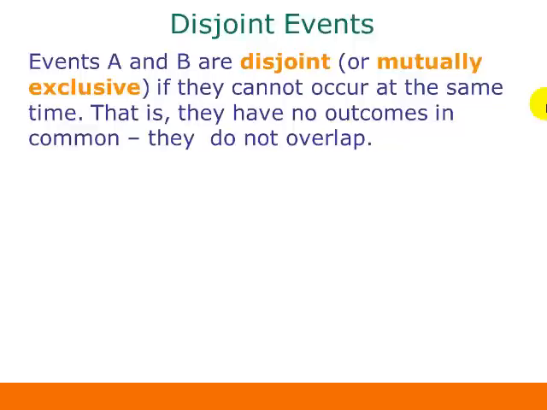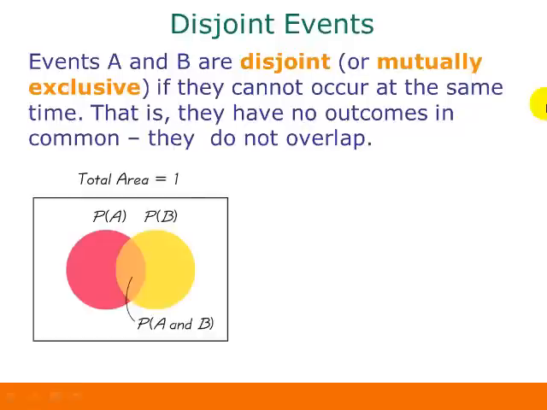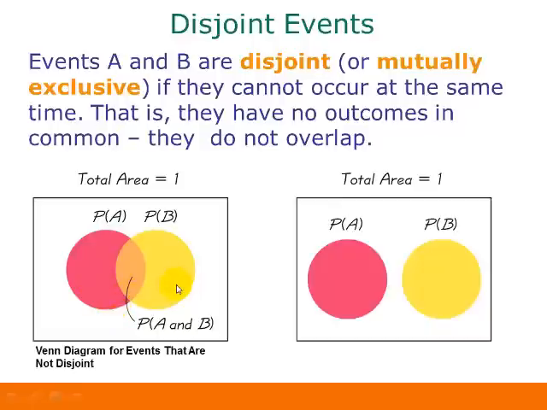Events A and B are disjoint or mutually exclusive if they cannot occur at the same time. That is, they have no outcomes in common. They don't overlap at all. So here's a picture of 2 events that do have an overlap. Notice we've got two circles here. We've got an overlap in the middle. So these two events are not disjoint. These two events are disjoint because they don't have any overlap.